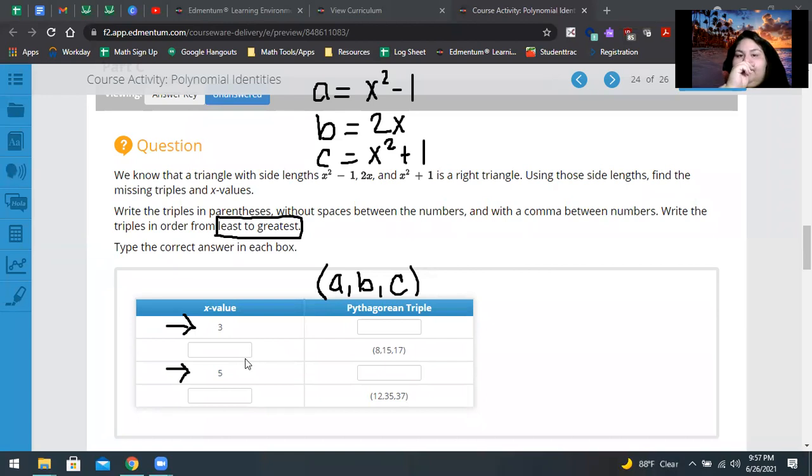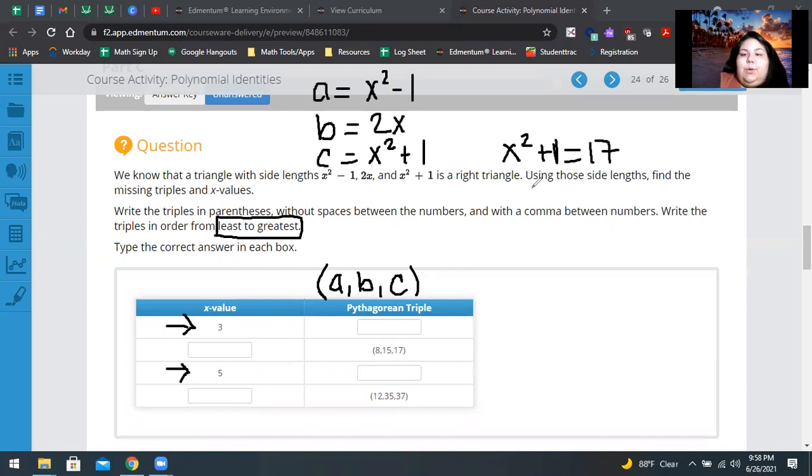If you think about it, A, B, and C, C gives you the largest number. So we know what C is, x squared plus 1. So we're trying to find x. In this Pythagorean triple, 17 is your largest number. So based off of the information we know about C, we're going to say it's x squared plus 1 equal to 17.